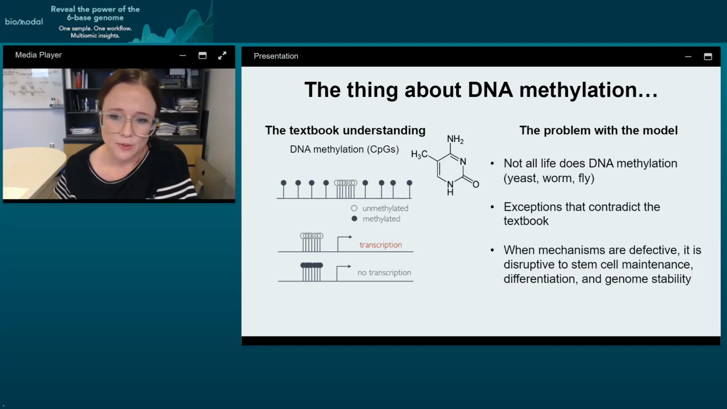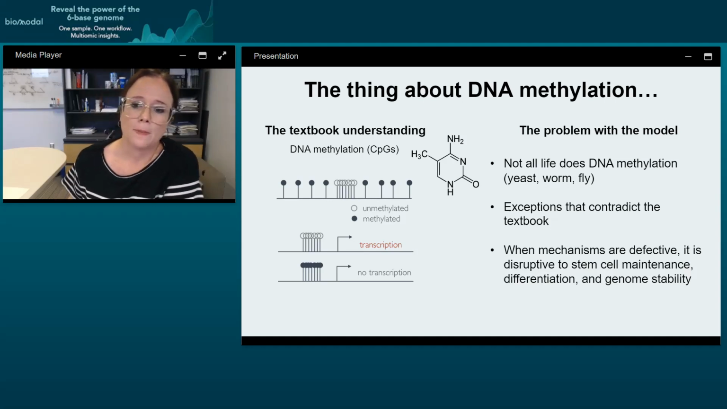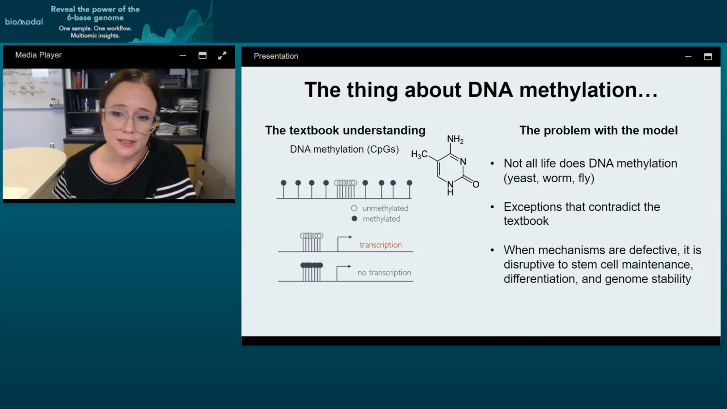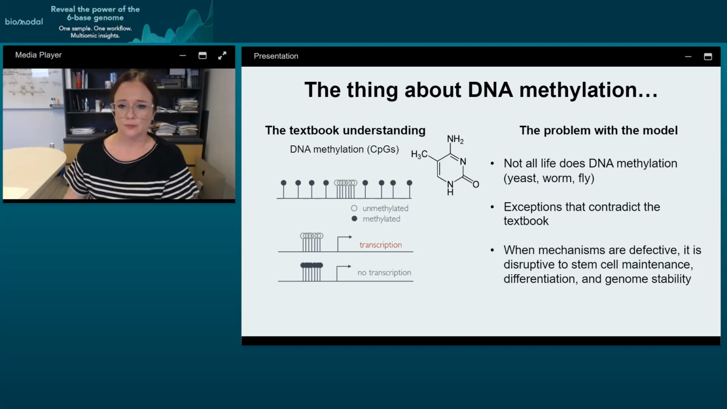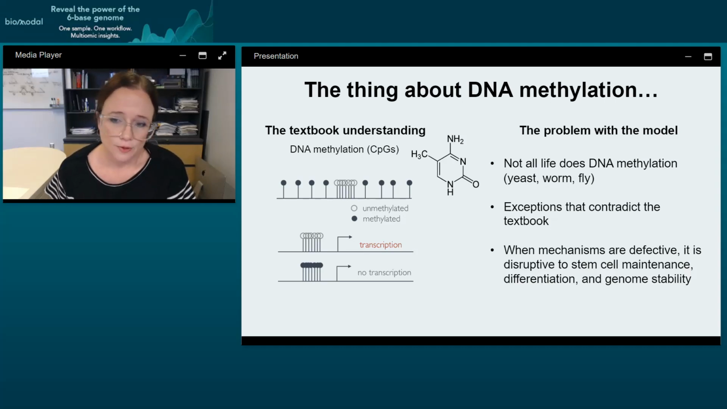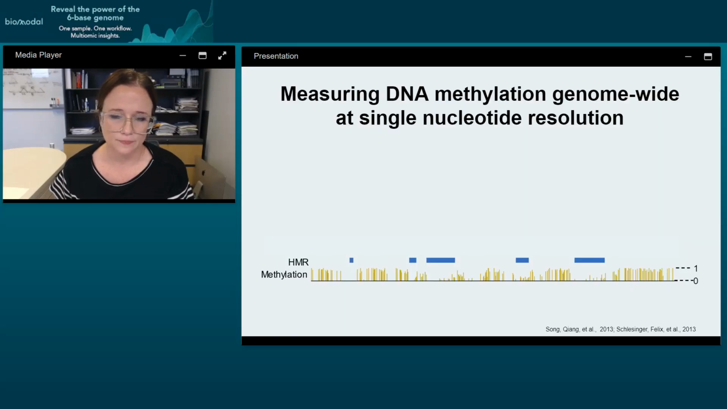The one thing that we do understand is that when mechanisms of DNA methylation are defective, so these are, for example, disruptions to enzymes that methylate DNA or demethylate DNA, it's disruptive to stem cell maintenance, differentiation, and genome stability. And so work from our lab and others have recently called into question or challenged what we understand as this canonical understanding of DNA methylation.